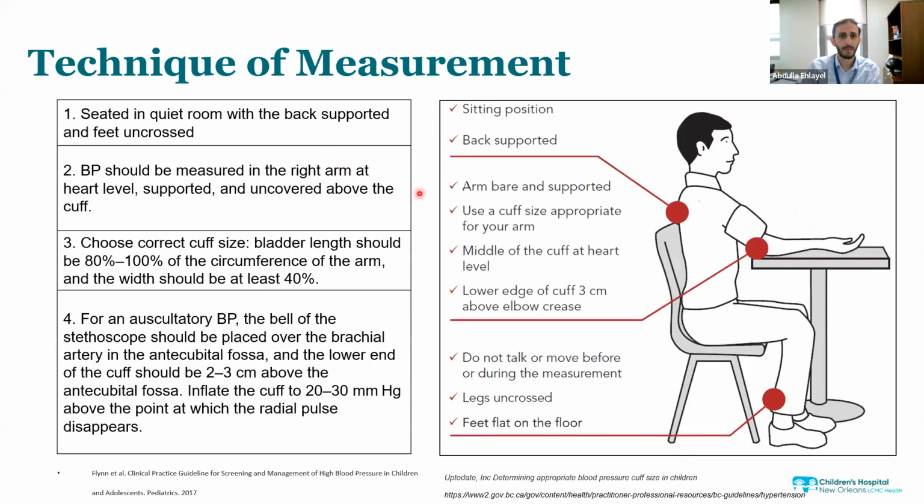So how should the blood pressure be measured? There are a few things that are very important when you're measuring the blood pressure. One is the patient should be seated, quiet room, back supported, feet uncrossed. If the patient's legs are crossed, that increases the blood pressure reading that you get.